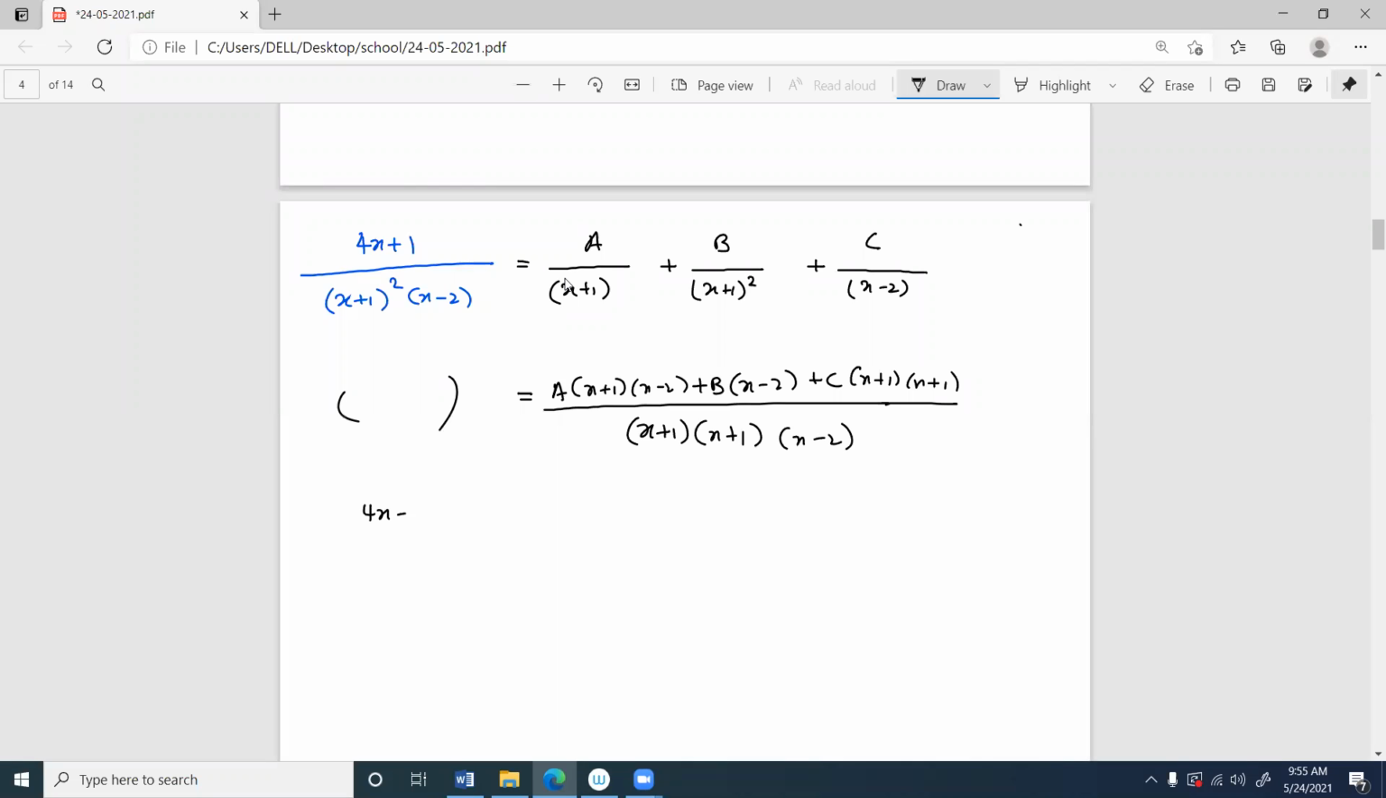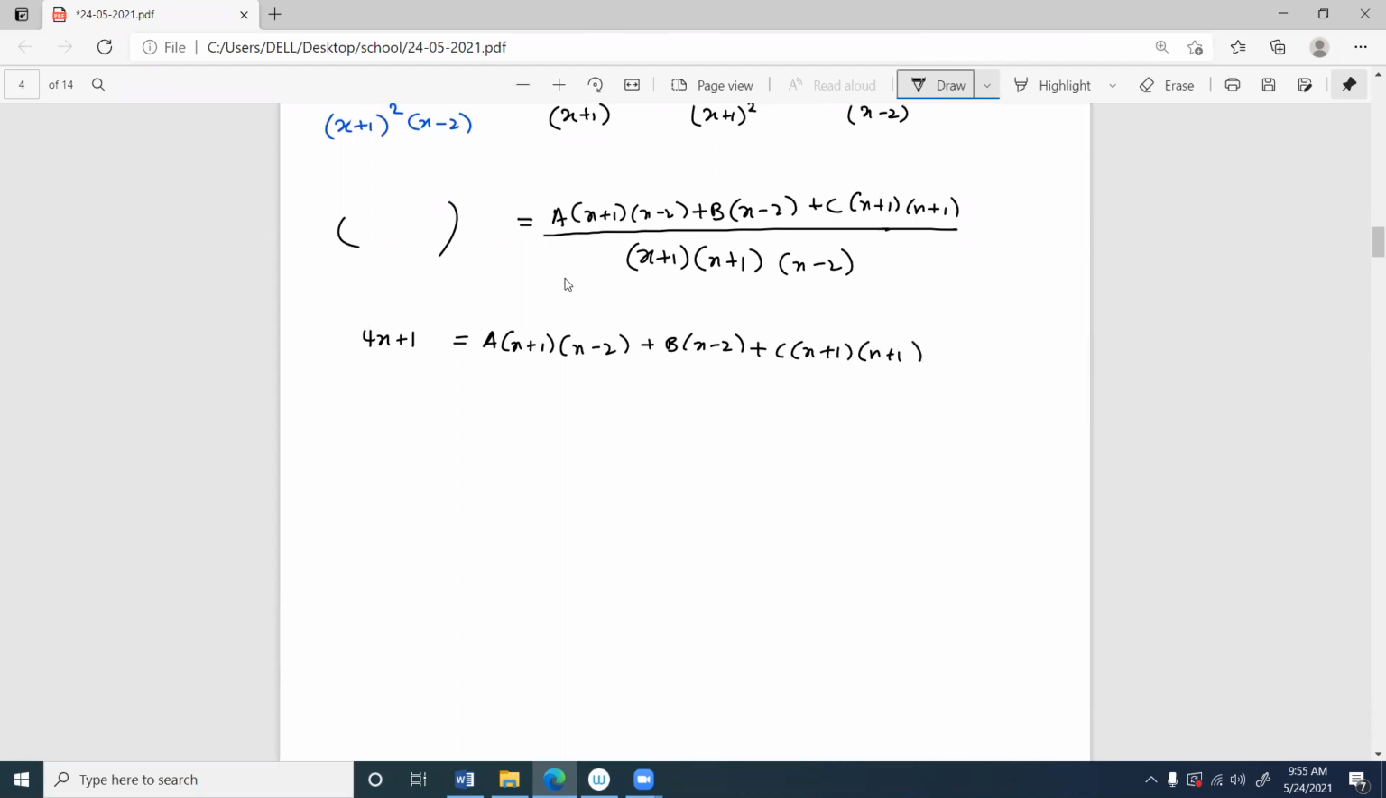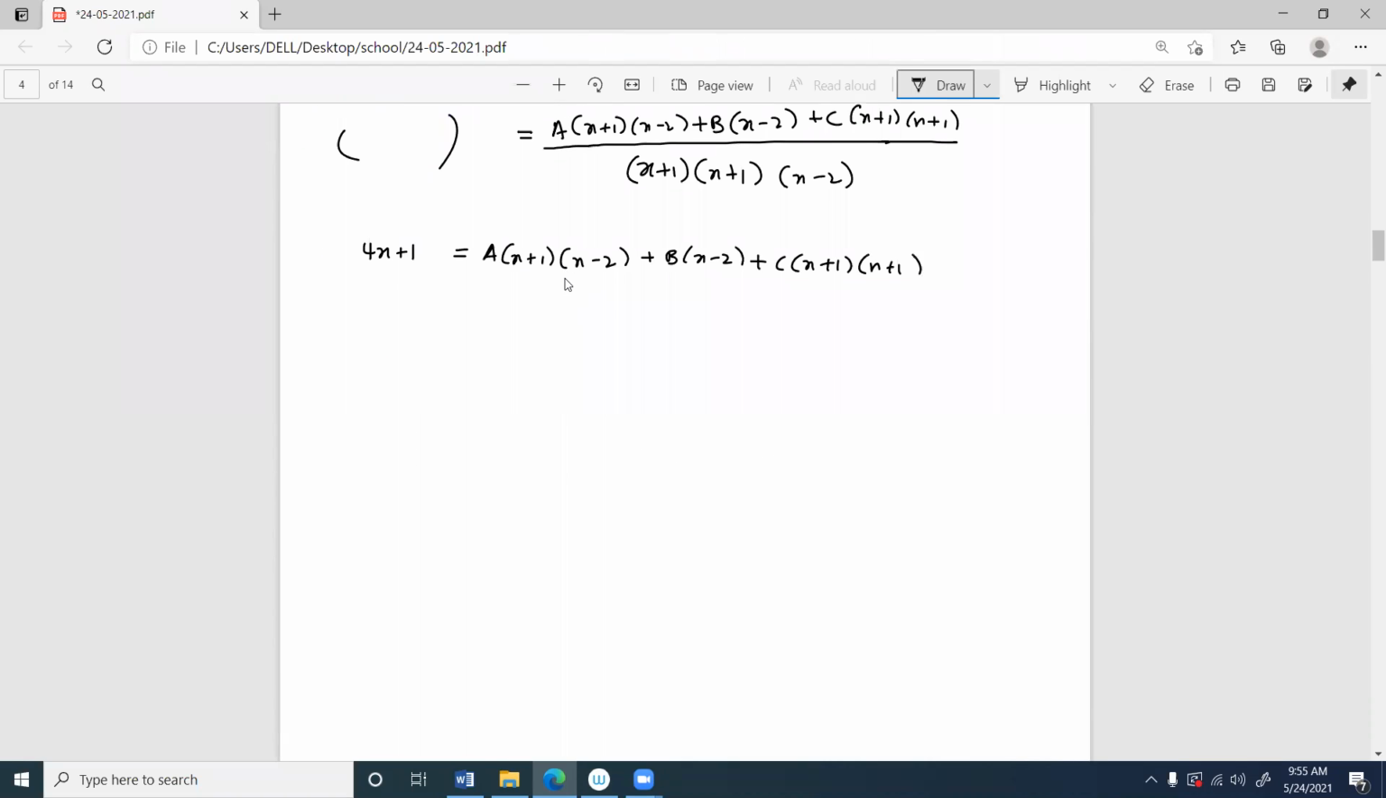You can say 4x plus 1 is equal to A times x plus 1 times x minus 2, plus B times x minus 2, plus C times x plus 1 into x plus 1. Then how are we supposed to do this? I don't think I can find A straightforwardly, because there is no common bracket for B and C. So initially I try to find the answer for B. For B, the common bracket is x plus 1, so I'll put x equals minus 1 here.